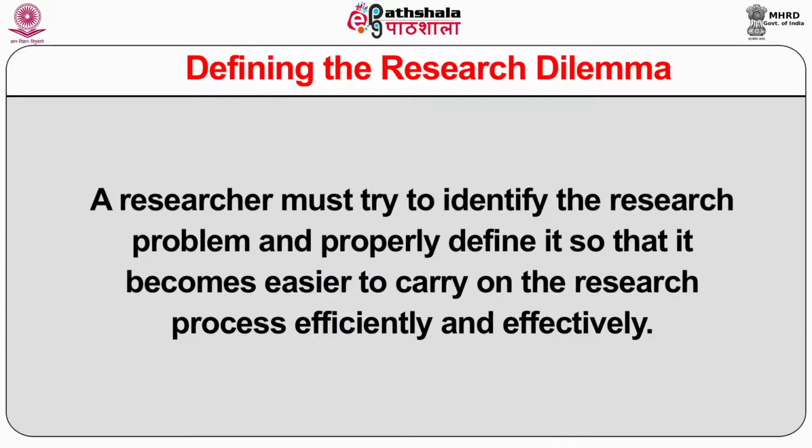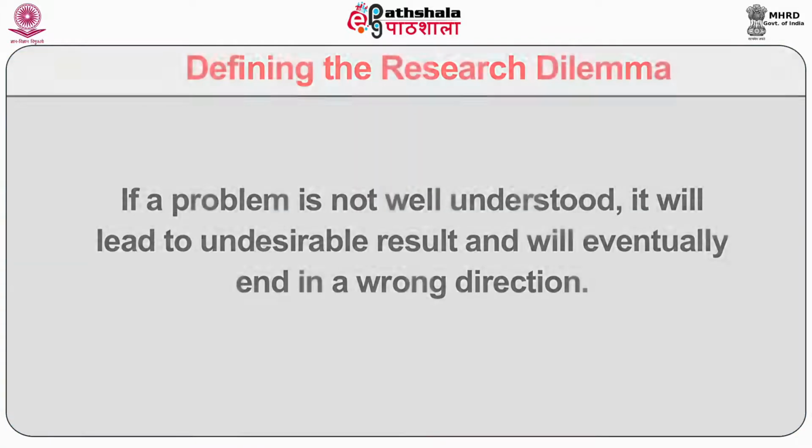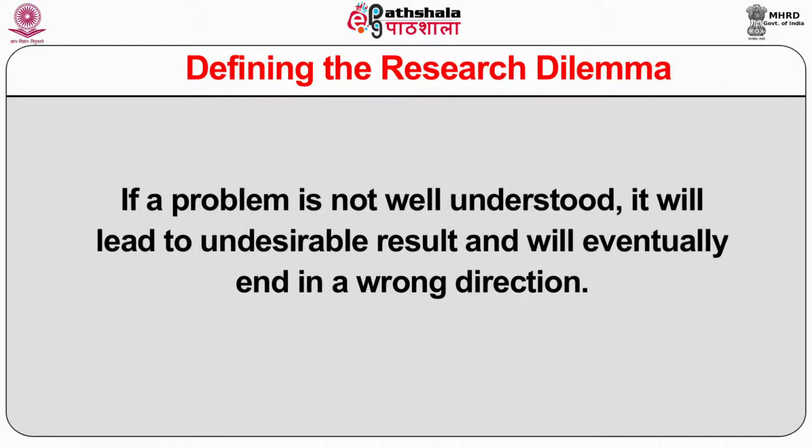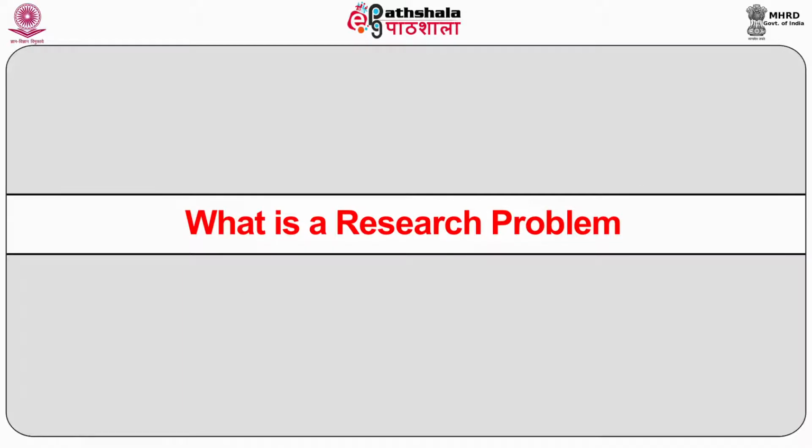Selecting and elucidating a research problem is one of the most important steps while carrying out any research process or an activity. A researcher must try to identify the research problem and properly define it so that it becomes easier to carry on the research process efficiently and effectively. For the proper understanding of the problem, a researcher must find out about the problem to be undertaken. If a problem is not well understood, it will lead to undesirable results and will eventually end in some wrong direction. Let's now understand what is the research problem.